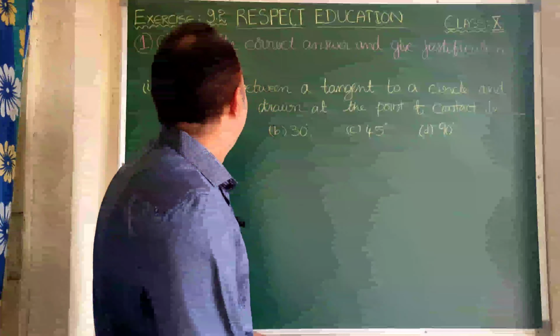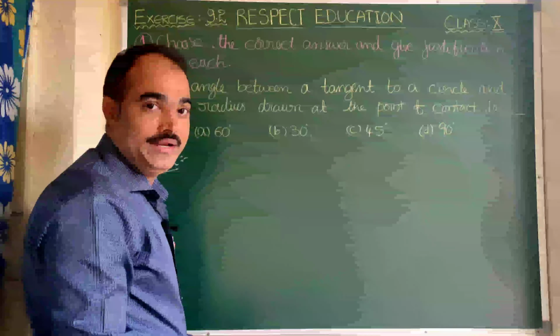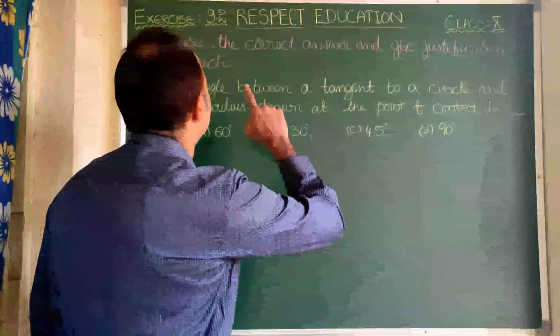Now we see exercise 9.2, question number 1. Choose the correct answer and give justification for each. In which first bit, the angle between a tangent to a circle and the radius drawn at the point of contact is dash. Here 4 options are given. We need to select the right one. First option is 60 degrees, second one 30 degrees, third one 45 degrees and fourth one is 90 degrees.